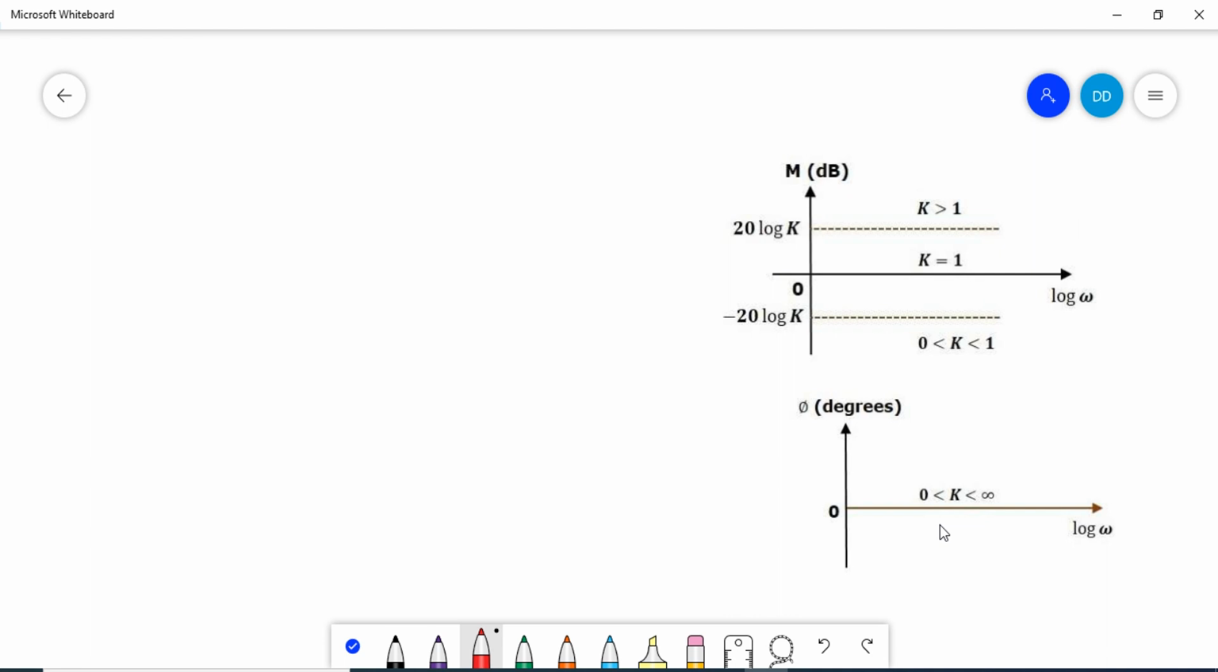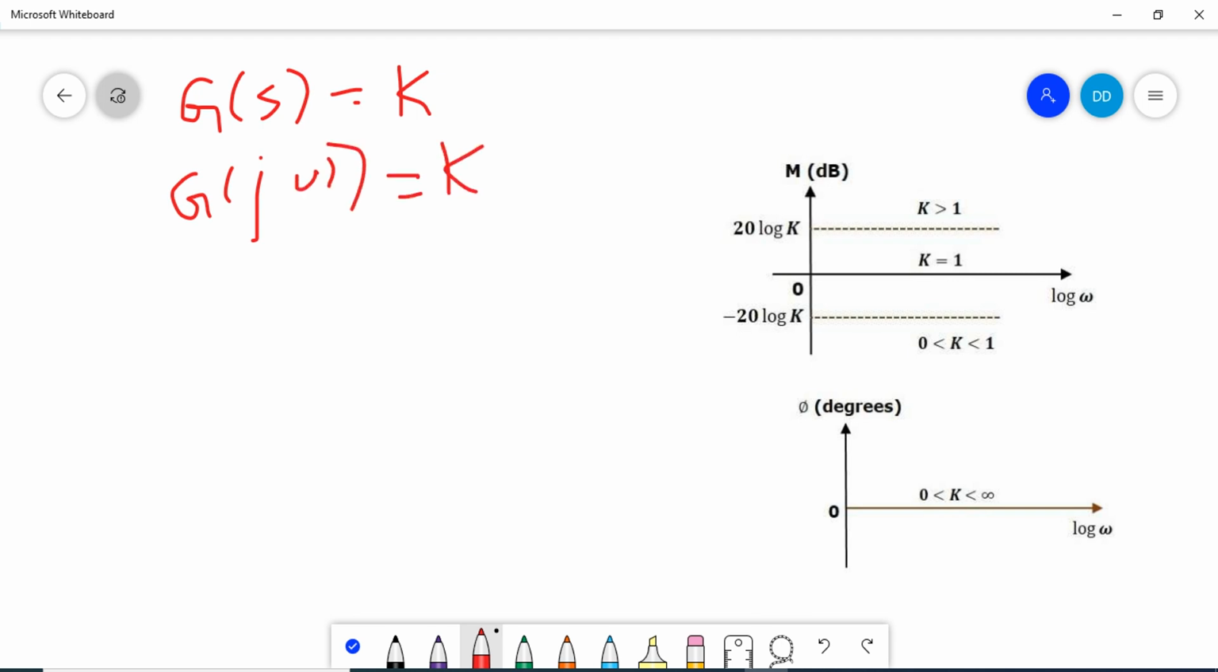Now, the first basic factor is the constant gain, which is k. So let us consider g of s is equal to k. On replacing s by j omega, we get g of j omega is equal to k. So we can write it as k plus j0. So the real term is k, the imaginary term is 0. So let us find its magnitude, because the Bode plot should have both the magnitude plot as well as the phase plot. So first we will concentrate on the magnitude plot if the gain is k.